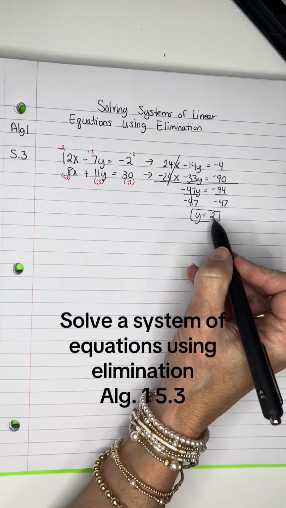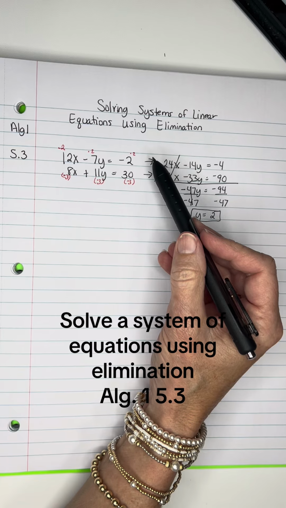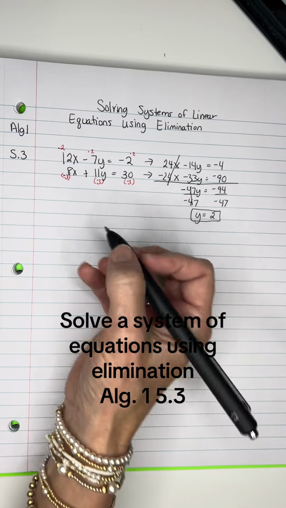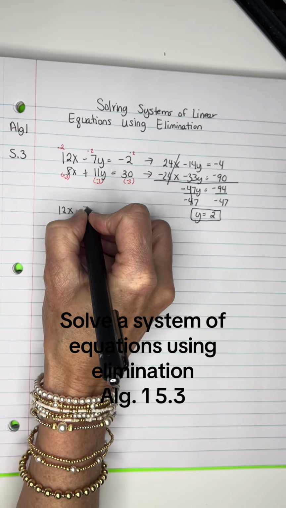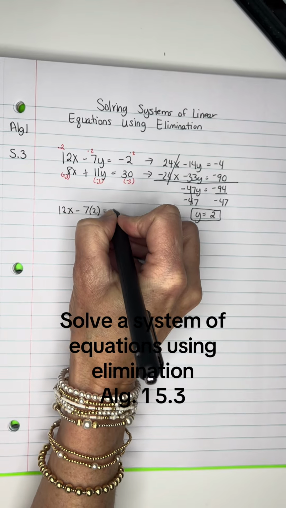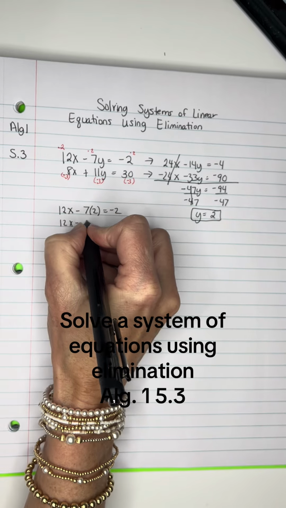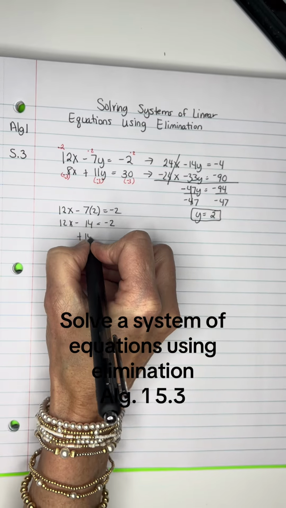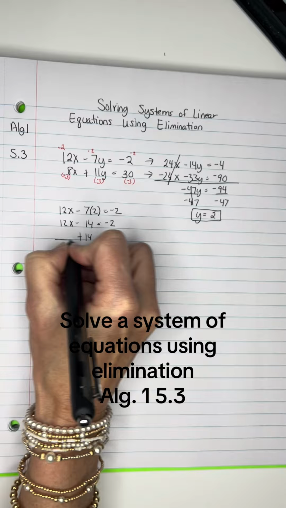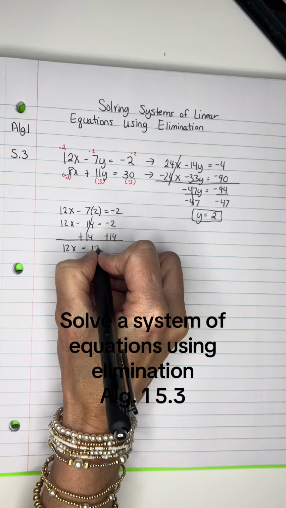Now to get the x, just plug that into either equation, and it really doesn't matter which one you plug it into. I think I'm going to plug it into the top one. So 12 times x minus 7 times 2 equals negative 2. That is 12x minus 14 equals negative 2. Add 14 to both sides. So 12x equals positive 12.